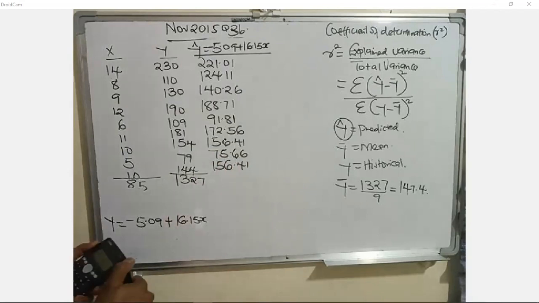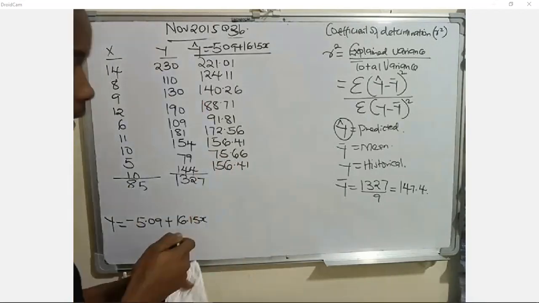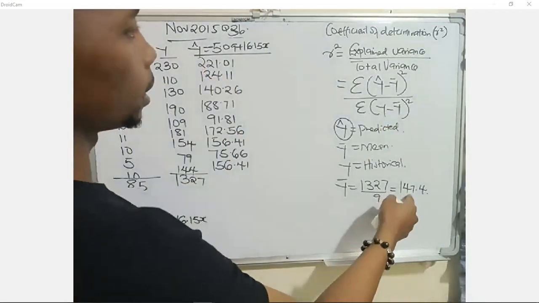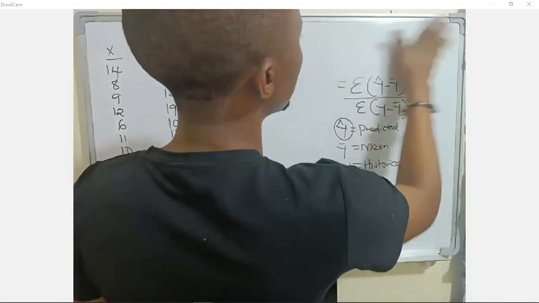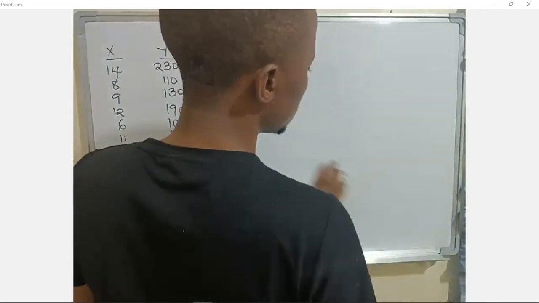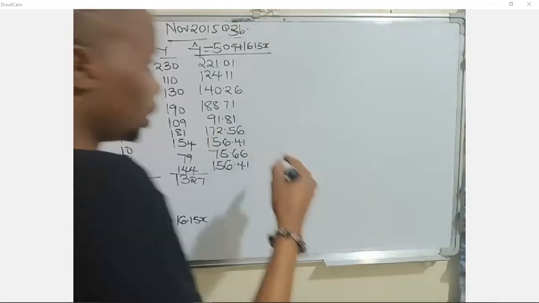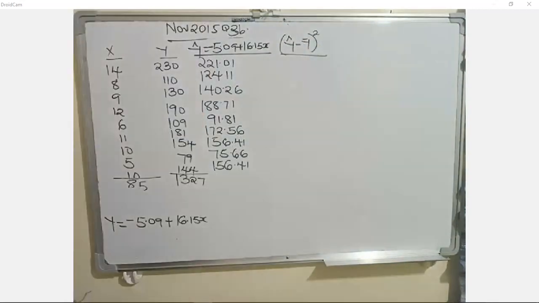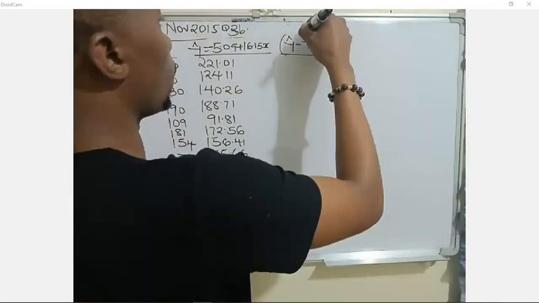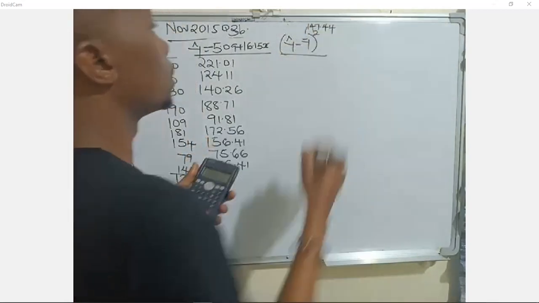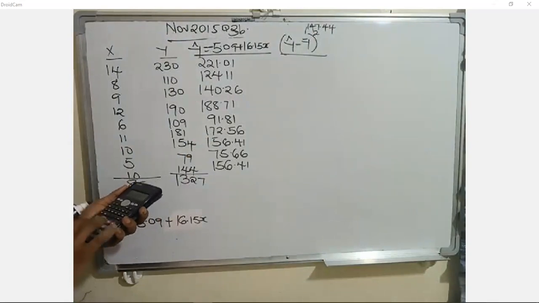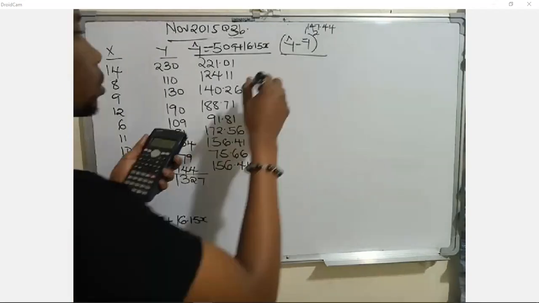From there, let us do our explained variance, because already I have y predicted. I want to take y predicted, which you have already gotten, minus your mean. So I need a column here for y predicted minus y mean squared. The first one, considering that our mean is 147.44, I take 221.01 minus 147.44, then I square.